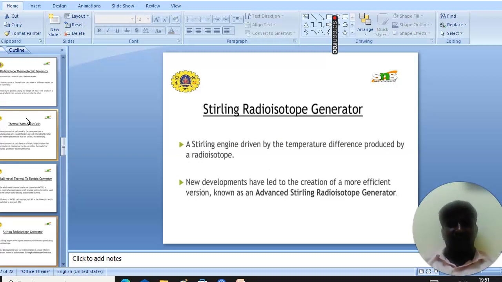Stirling radioisotope generator. A Stirling engine is driven by the temperature difference produced by a radioisotope. New developments will lead to the creation of more efficient versions known as the advanced Stirling radioisotope generator.